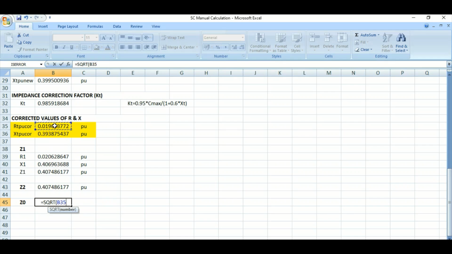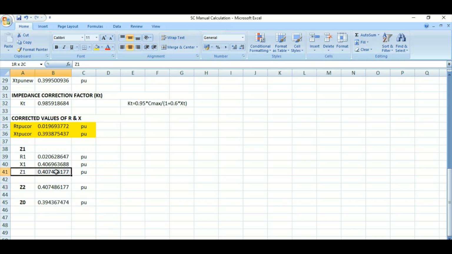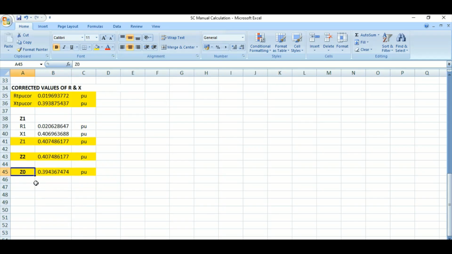That means this square root square plus this impedance is square, right? So Z0 is, this is in PU obviously, 0.3943, and this Z1 equals Z2. We need to highlight this because we need this data for the calculation of three-phase fault and single line to ground fault as well. So we have found the value of Z1, the value of Z2 and the value of Z0, right?